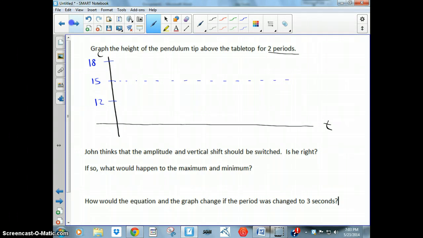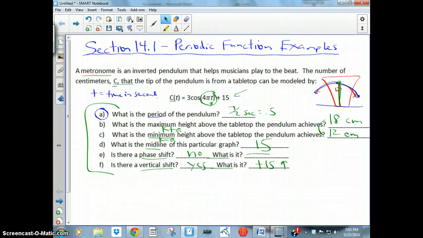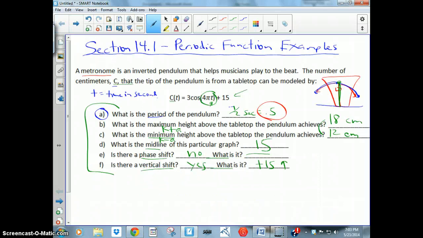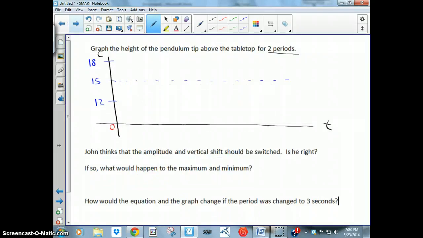All right, now I got to go back a slide. The period is 1/2 second. Now this is going to be tricky. The x value, if you remember, the graph starts at 0 unless there's a phase shift. I got to go back again. I forgot. Phase shift. Nope, we don't have a phase shift. So the graph will start at 0, and the cycle will end at 0.5 seconds. Now, it says graph for 2 periods. That's 2 cycles. So the first cycle is going to end at 0.5 seconds. The second cycle will end at double that, which is 1 second.